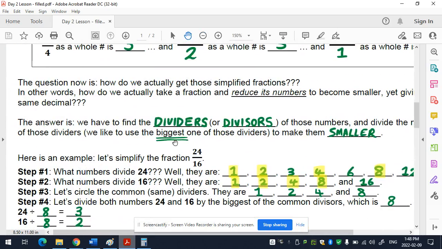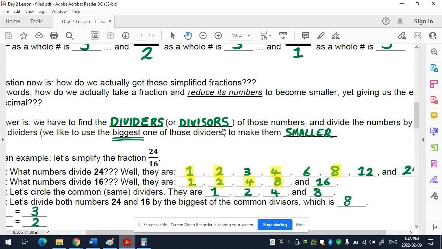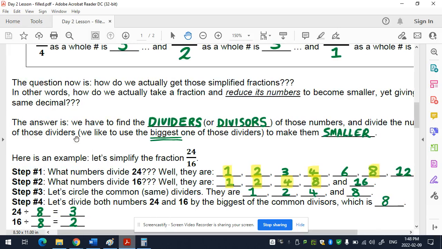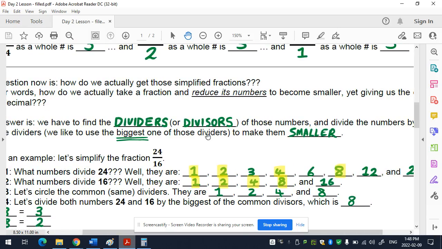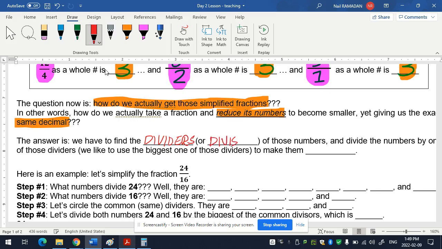So the answer is we have to find the dividers or divisors of those numbers and divide the numbers by them to make them smaller. Okay? So what does this mean? Okay. So I'm going to say, oops, sorry, dividers or divisors. Okay? To make them smaller.